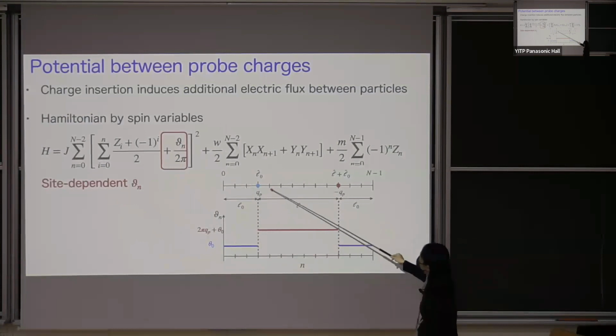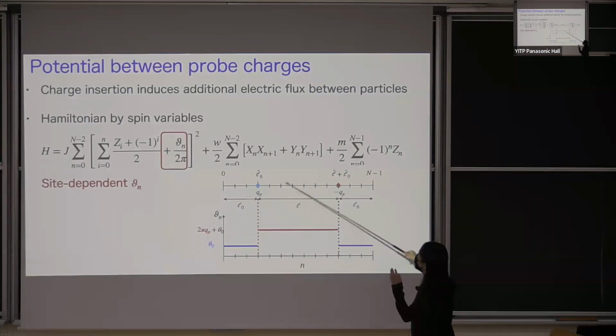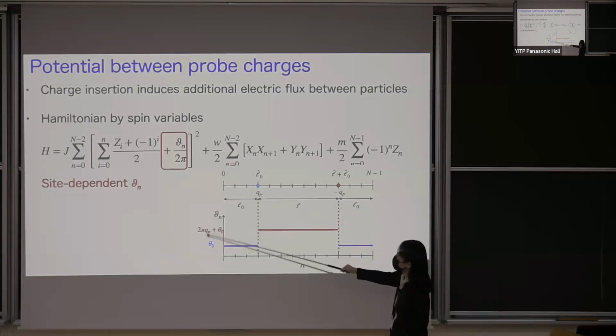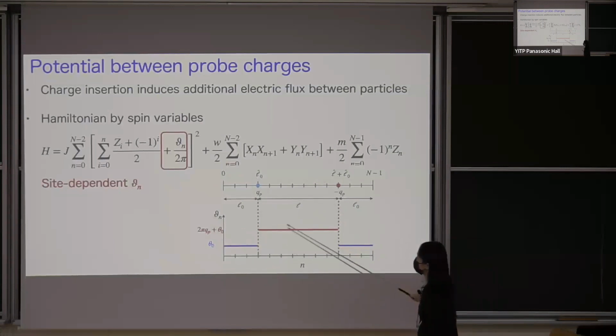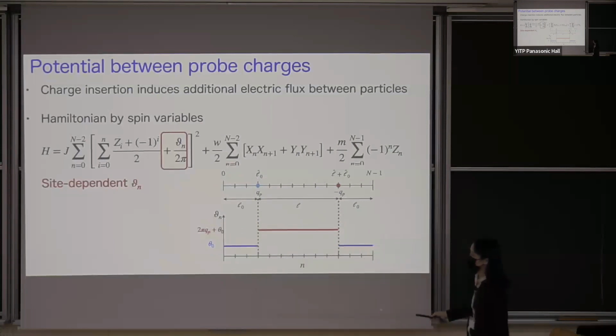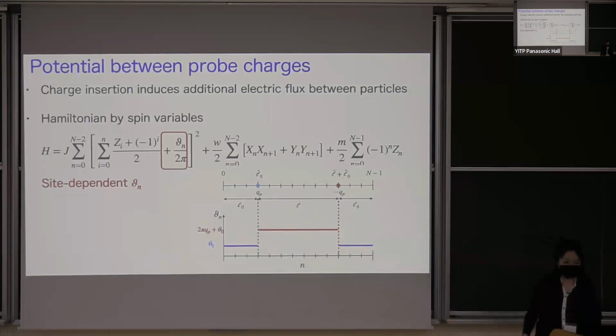Here I call the region between the particle and antiparticle inside the Wilson loop, and the other region outside of the Wilson loop. The site-dependent theta takes theta naught outside the Wilson loop, and inside the Wilson loop it is shifted by 2 pi times the probe charge QP.